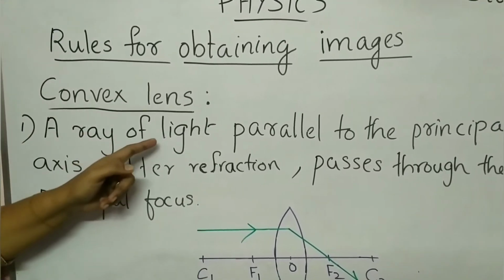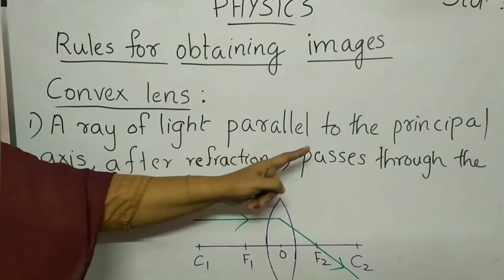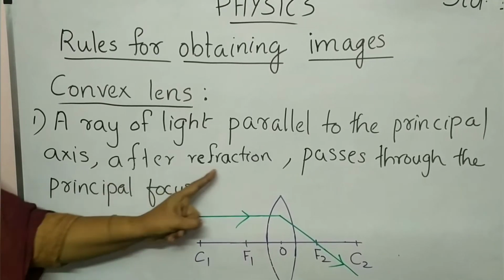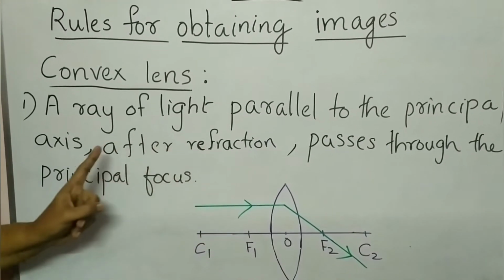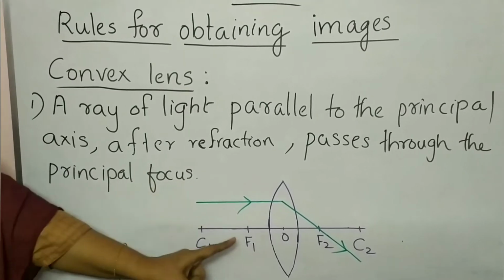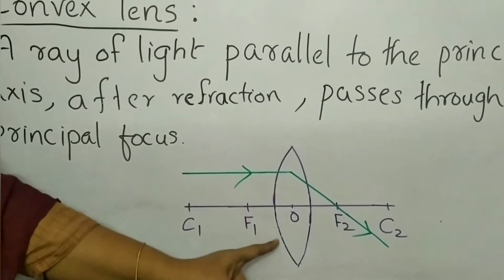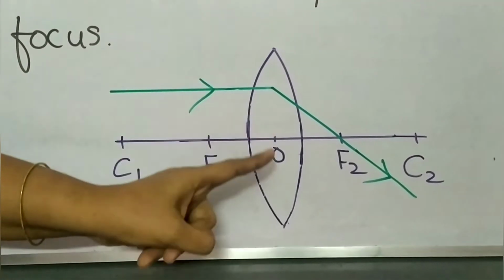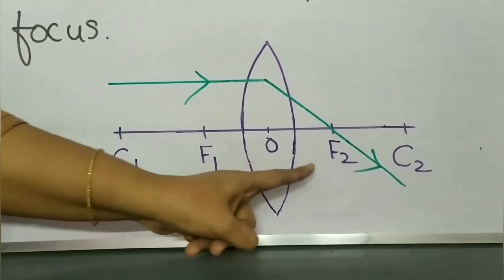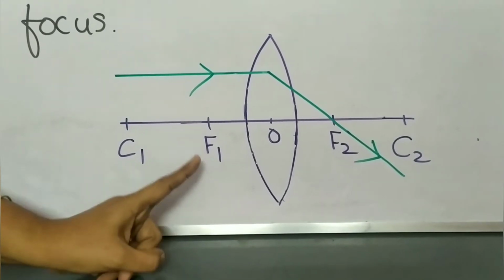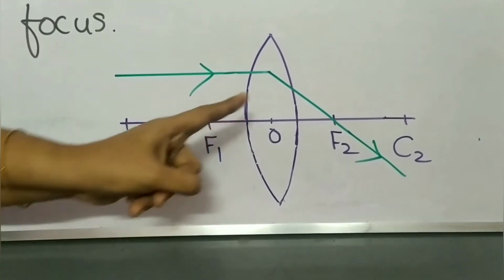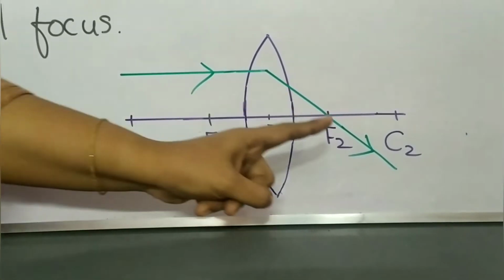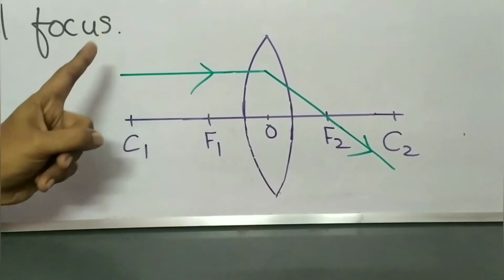A ray of light parallel to the principal axis of a convex lens after refraction passes through the principal focus. In this diagram you can see this is a convex lens. O is the optical center. You know, in case of a lens, there are two foci. First one F1, that is principal focus, and here also F2, another principal focus. Like that, C1 and C2 are centers of curvature.